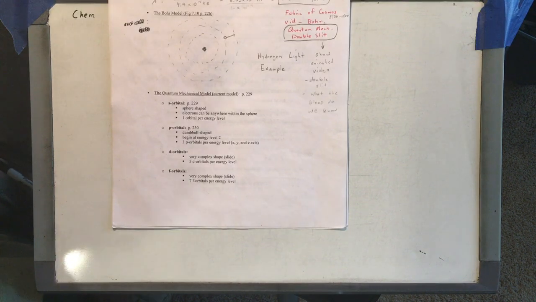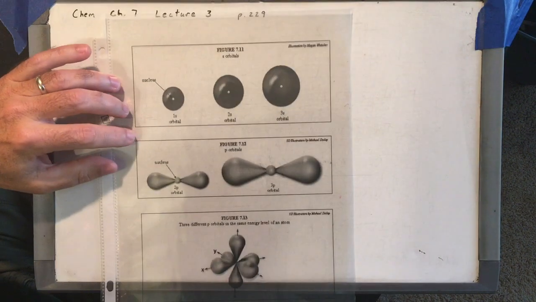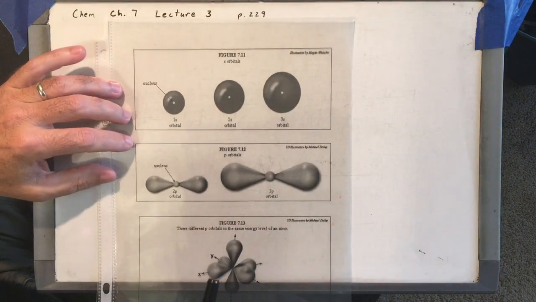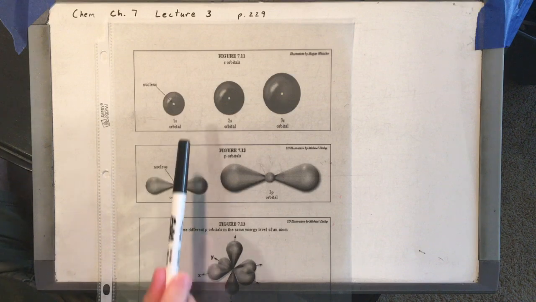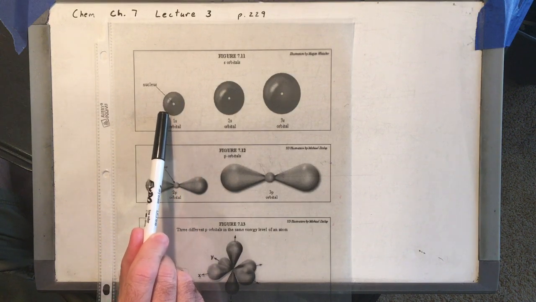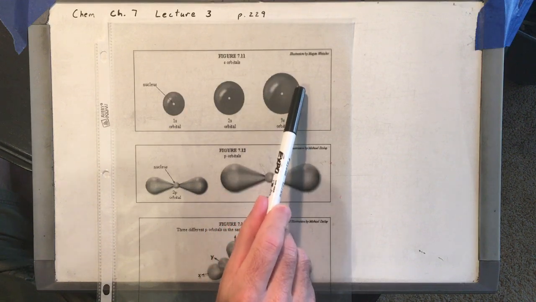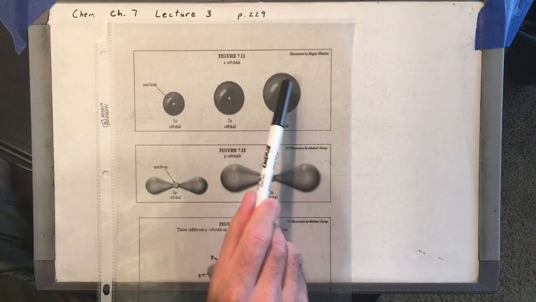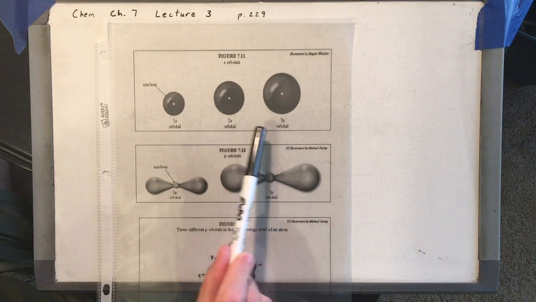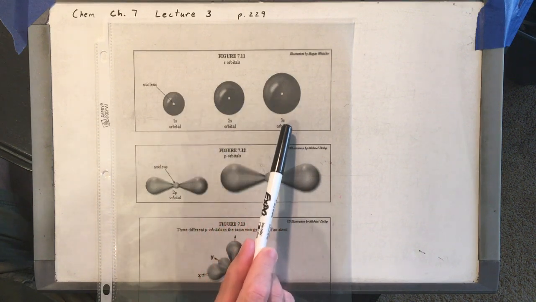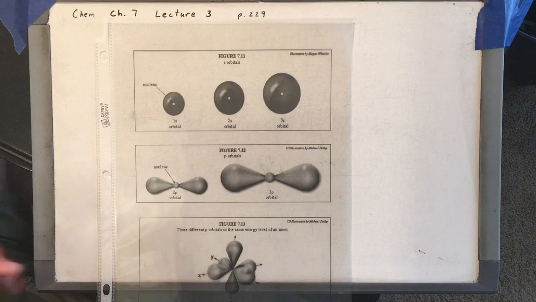But if we want to, this is a transparency that I used to put up in class. But this is just the figure from your book. So sphere-shaped, we can have up to 2 electrons per energy level. Each energy level, it's a bigger sphere, so the electrons get further and further out from the nucleus. Okay, and you can go many, many more than 3 energy levels.